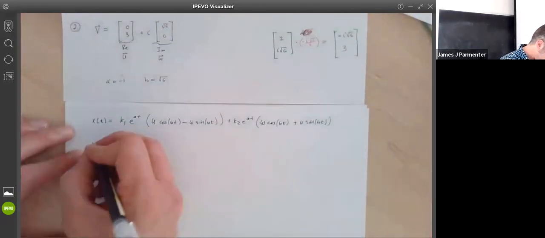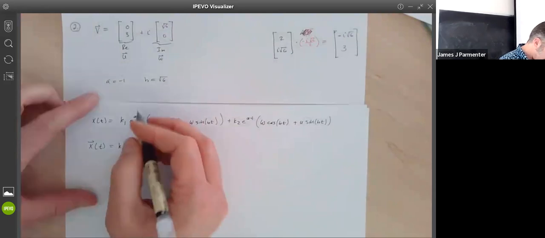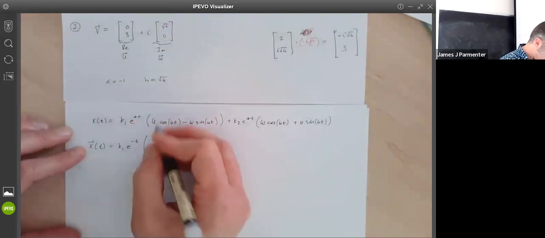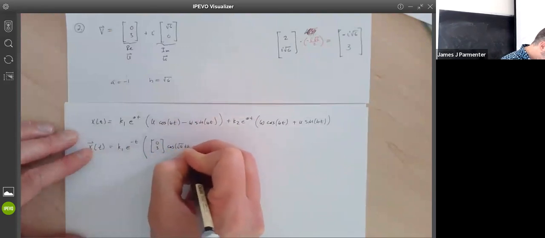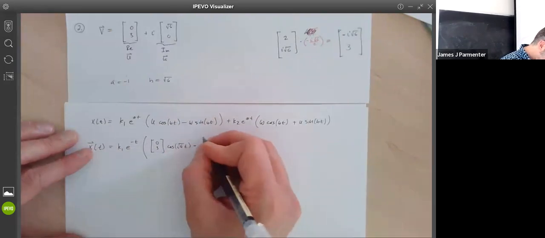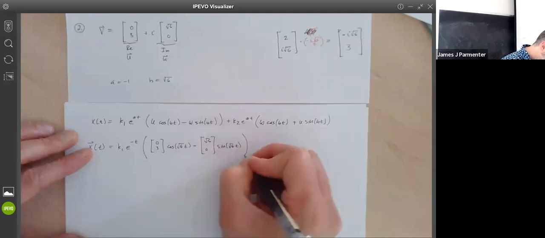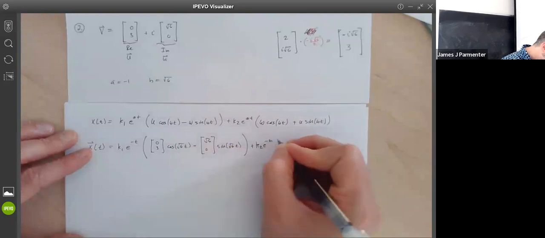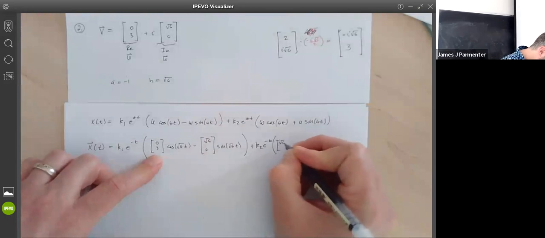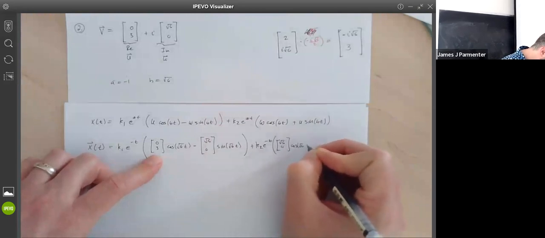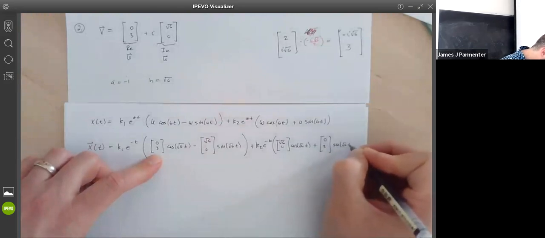Then we're just going to be like, all right, x of t, my solution is k1 e to the -t times u, which is (0, 3), cosine of root 6t minus w, which is (root 6, 0), times sine of root 6t, plus k2 e to the -t times w, which is this one, times cosine of root 6t plus u, which is the other one, times sine of root 6t.